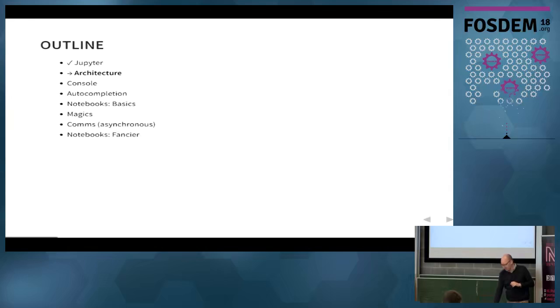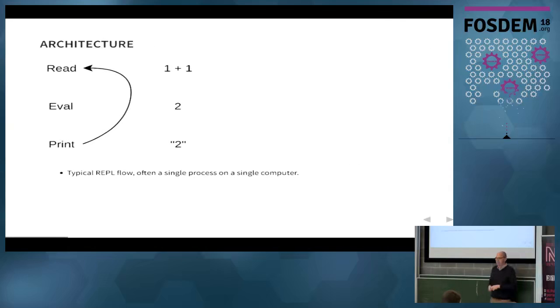Okay, so let's talk a little bit about the architecture. Your typical read, eval, print loop looks like this. You read something, like 1 + 1, you evaluate it, you get 2, and then you print it. So you print the string 2. Usually this happens all in one single server. You have a single program, single process.